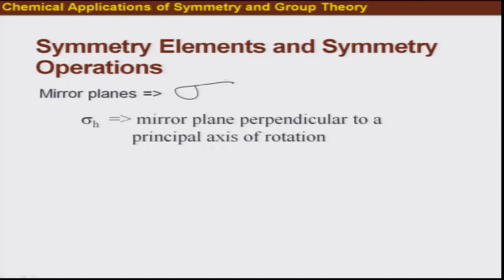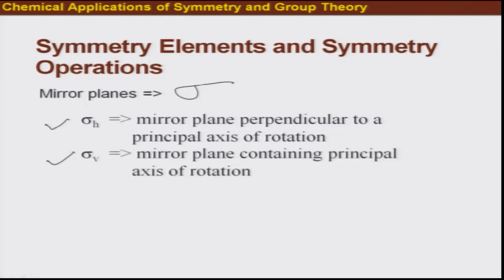Now, there can be different types of sigmas. So, you can see that we have something special called sigma h, sigma subscript h. So, sigma h is a mirror plane which is perpendicular to the principal axis of rotation. Okay. Now, you also have something called sigma v. Sigma v is also a mirror plane, but this particular mirror plane has a particular characteristic, which is that it will contain the principal axis of rotation.